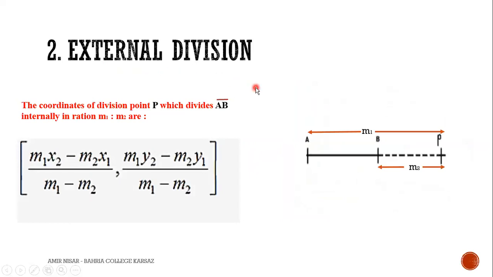External division formula. Here the point of division lies outside the line and we draw the figure in this way. And the coordinates of the point of division are (M1 X2 negative M2 X1) divided by (M1 minus M2), (M1 Y2 negative M2 Y1) divided by (M1 minus M2). The only difference which we see between the formula of external and internal division is this sign of negative. In internal division here we had positive, but for external division here we see the sign of negative. This is the basic difference.